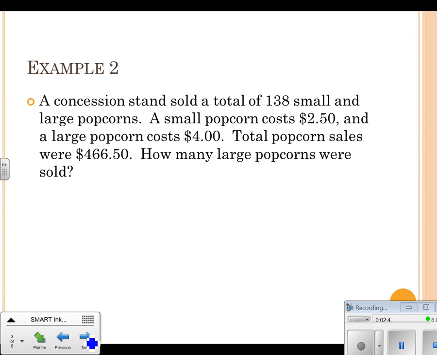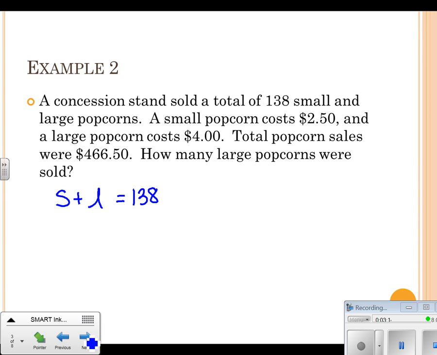A concession stand sold a total of 138 small and large popcorns. A small popcorn is $2.50 and a large popcorn is $4. The total popcorn sales were $466.50. How many large popcorns were sold? We can set up two linear equations here. First, we know that a small plus the large was a total of 138. This is the first thing we know.